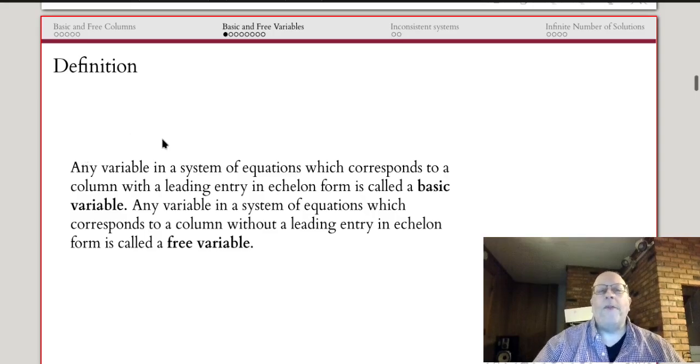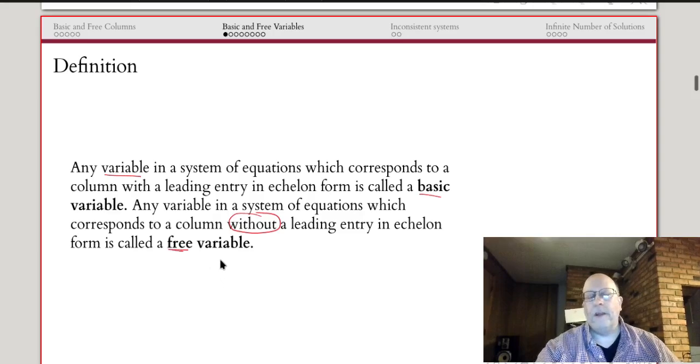If we are working with a system of equations, then a variable in that system that corresponds to a basic column is called a basic variable, and a variable in a system of equations that corresponds to a column without a leading entry is called a free variable. So we're using the same terminology, basic and free, but we can apply them to the columns of the matrix, or we can apply them to the variables in the system.